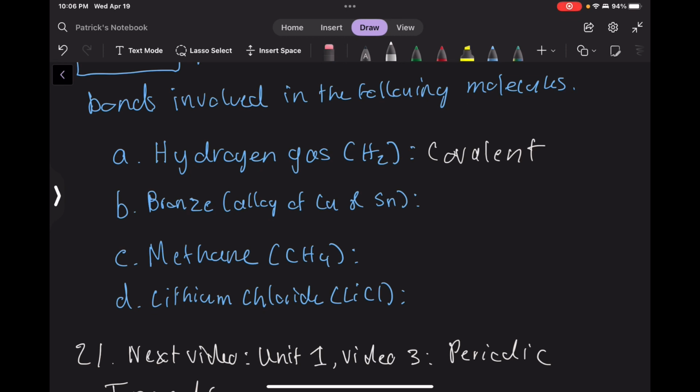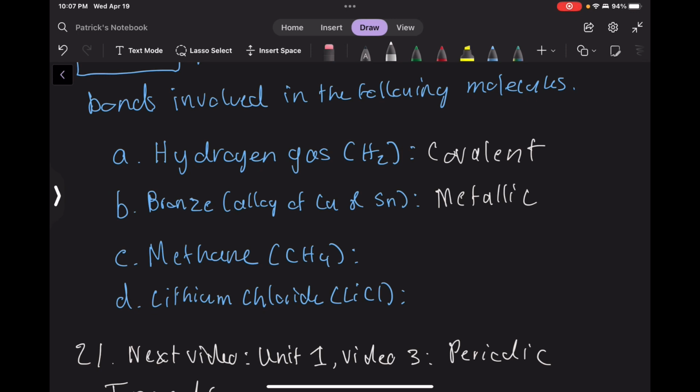Next, we're looking at bronze, which is an alloy of copper and tin that was widely used in ancient times to make weapons, statues, and all sorts of things. An alloy, remember, is essentially a mixture of two metals. This right here should be a major hint. Copper and tin are both metals, so metallic bonds are what allow for the making of bronze.